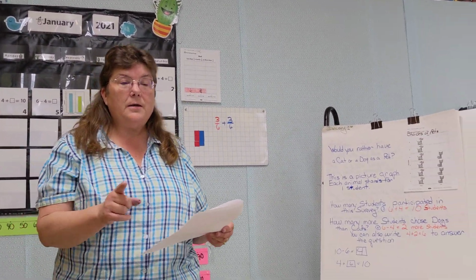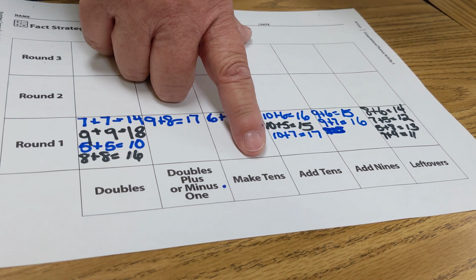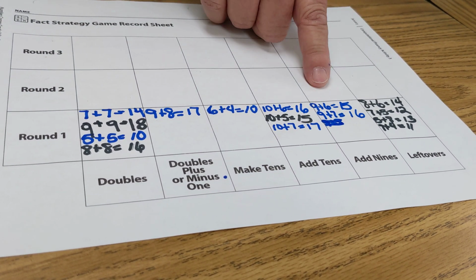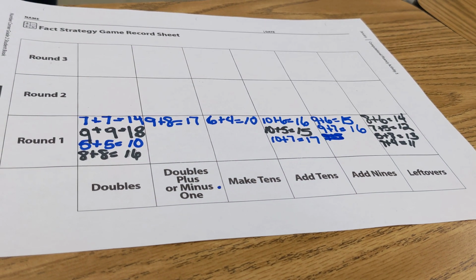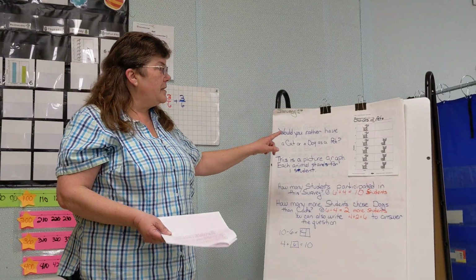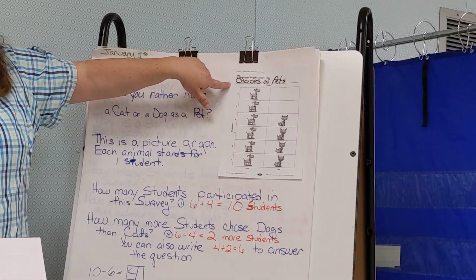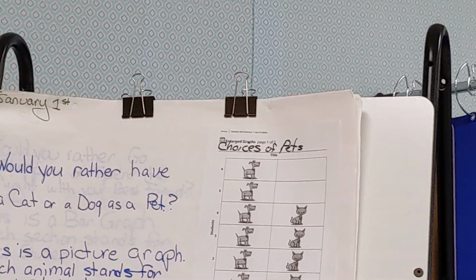So my 2 questions today are, tell your teacher what was one strategy in our game. Either doubles plus or minus 1, make 10s, add 10s, add 9, or the leftover. But I want you guys to concentrate on the first 5. So tell your teacher one strategy of that game. And then I want you to tell the teacher what title we gave our graph today. And we gave our graph Choices of Pets. Okay, so a strategy and Choices of Pets are the answers for today.